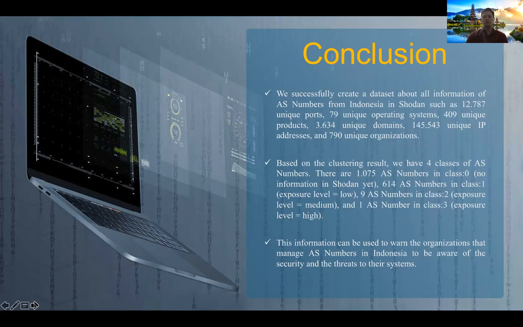The third one is class 2. There are 9 AS numbers in this class. It indicates the exposure level is medium. And the last one is class 3. There is only 1 AS number in this class, with a high exposure level. This information can be used to warn the organizations that manage AS numbers in Indonesia to be aware of security and threats to their systems.